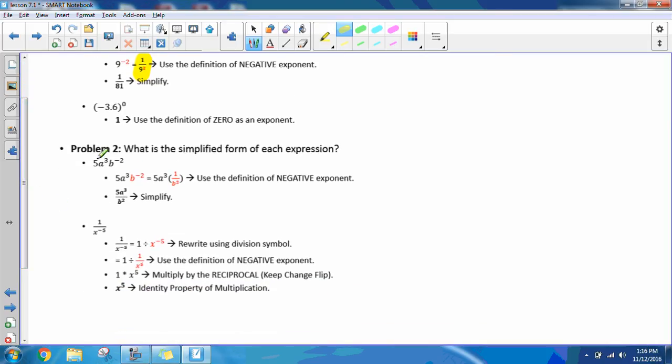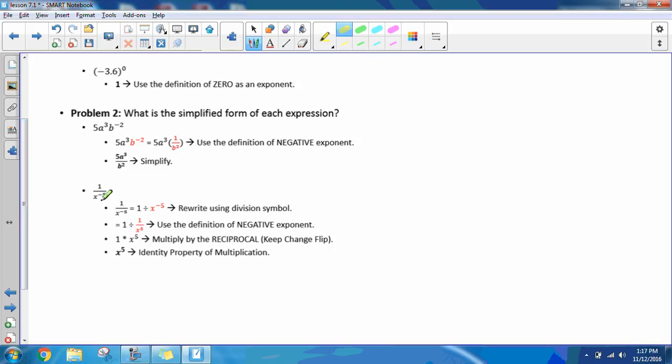Let's try this problem. We have 5 times a to the third power times b to the negative second power. B to the negative second power is equal to 1 over b to the second power. So I can multiply 5 times a to the third power by 1 over b squared. And that simplifies to 5a cubed over b squared.